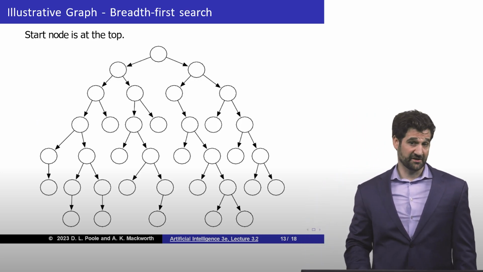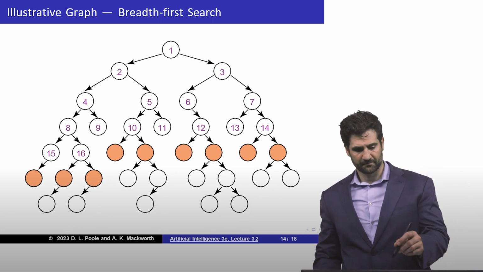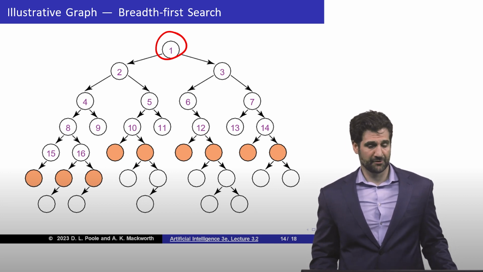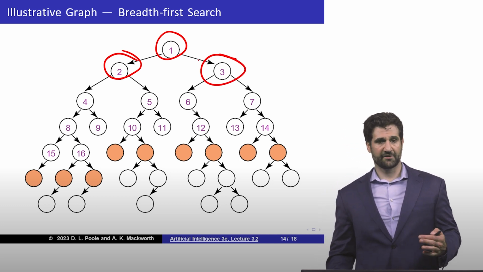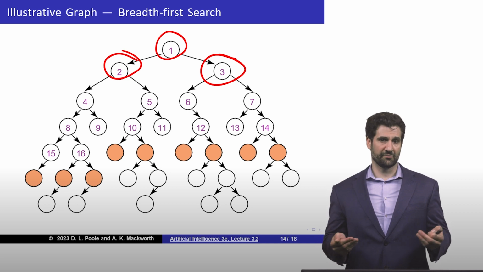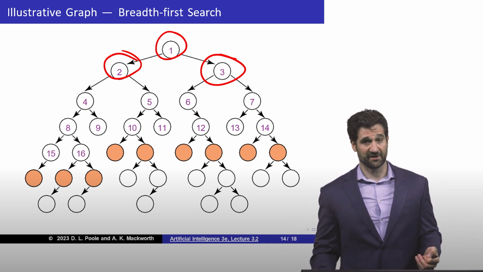And so let's give an example again. So we start out with node 1. And then we're going to expand out the neighbors of node 1. So we expand out node 2 and node 3. Neither of them are goals. And we've expanded out everything that's a neighbor of node 1, so we don't need to revisit it.